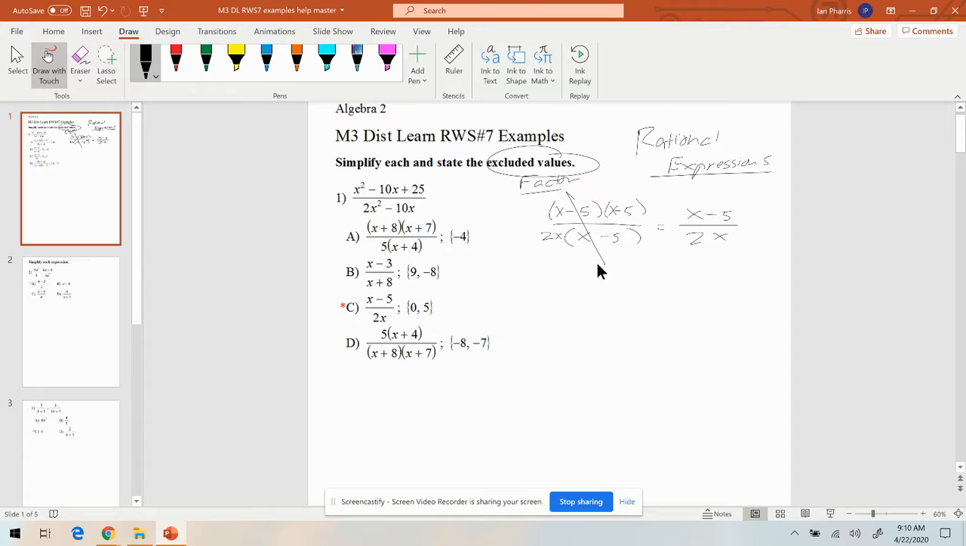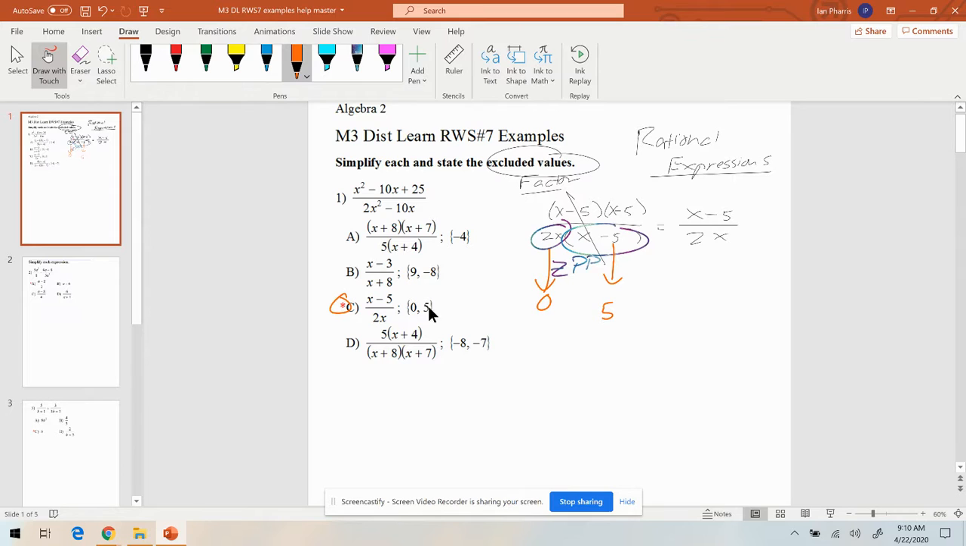What are the excluded values? Well, the excluded values are any time the denominator can be 0. The denominator can be 0 from that one or that one. Let's use the zero product property. And what are the zeros then? I can't have x be 0, and I can't have x be 5. Those are my excluded values.